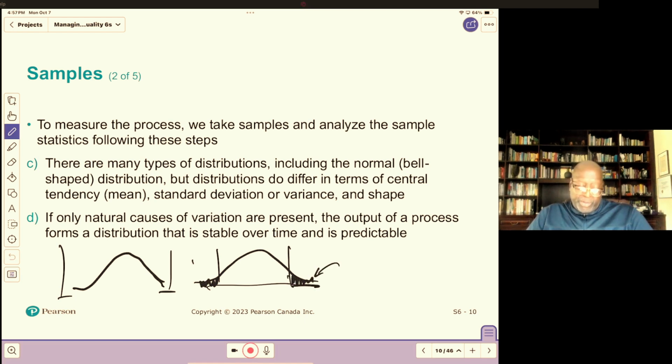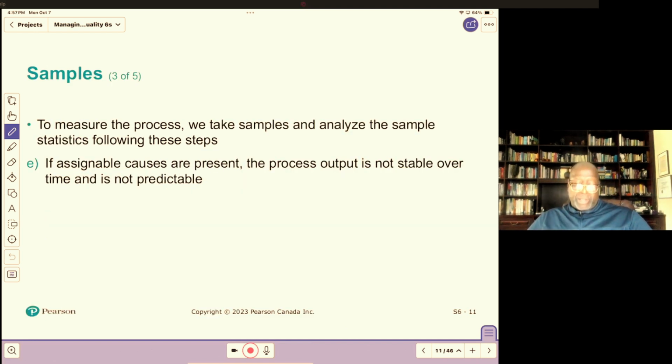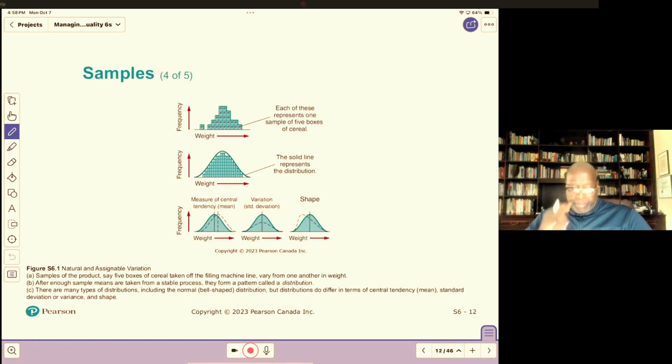And that's where you have your defective items, all right? So that's your limits for your process right here. So assignable causes are here, but common causes are in this case, and we have nothing falling outside of the limits. If assignable causes are present, the process output is not stable over time, and it is not predictable, which makes sense, right? So this is just showing you that samples could have different shapes and so forth.